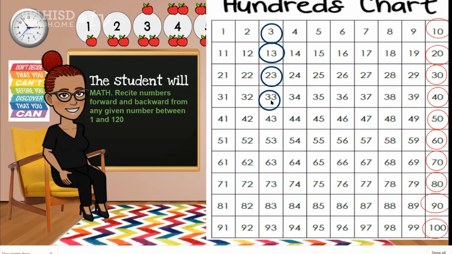33. 33 comes after 23. Now you've got it. So what would be the number if we add 10 more? 1, 2, 3, 4, 5, 6, 7, 8, 9, 10. Yes, 43 is correct. So if I'm counting by tens, what's going to be 10 more? Keep going down the column.